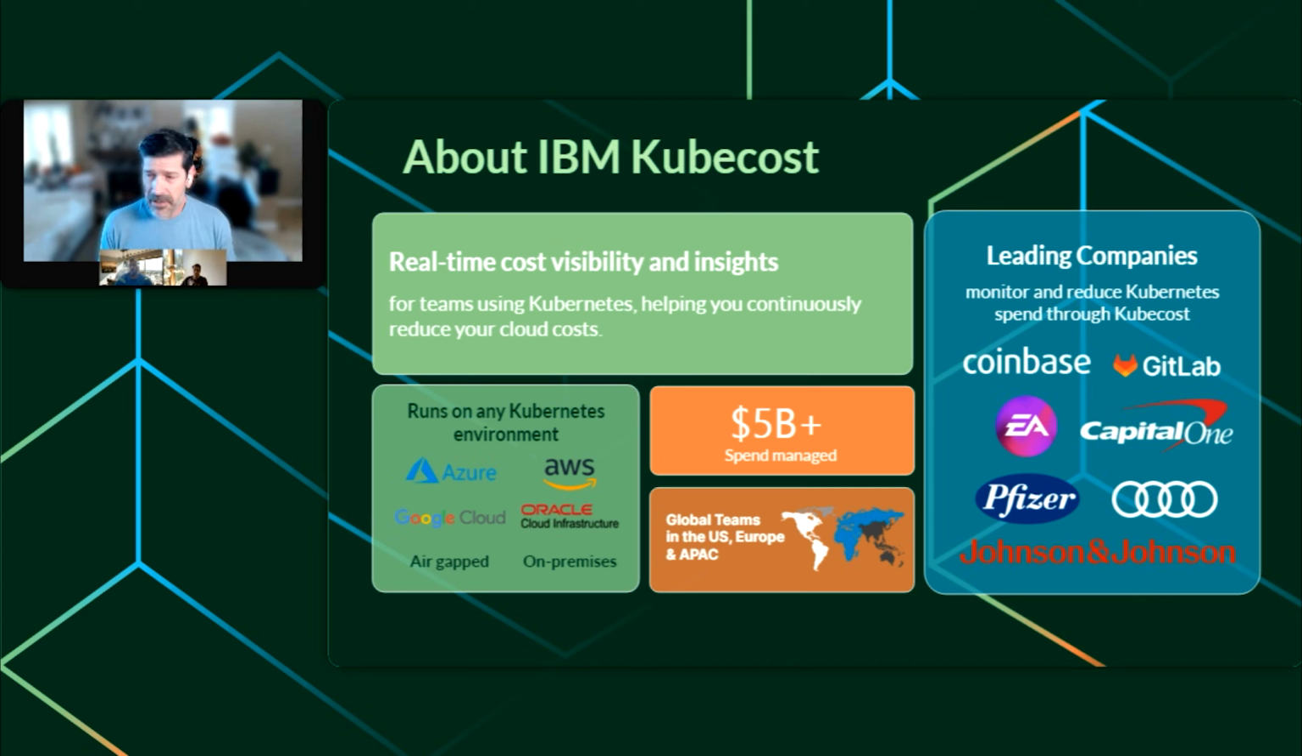Kubecost can run on any Kubernetes environment that might be on-premise, air-gapped, or cloud, EKS, AKS, GKE, Red Hat OpenShift container platform as well. Really, anywhere you're running Kubernetes workloads, you can run Kubecost to help you understand who's using what, what's costing money, and then optimize that. We're managing more than $5 billion in spend across our customer base. And we have global teams that are there to help you wherever you are in the world. We are lucky to have some of the best companies in the world as customers and partners, such as GitLab, Coinbase, EA, Johnson & Johnson, Audi, and many, many others.